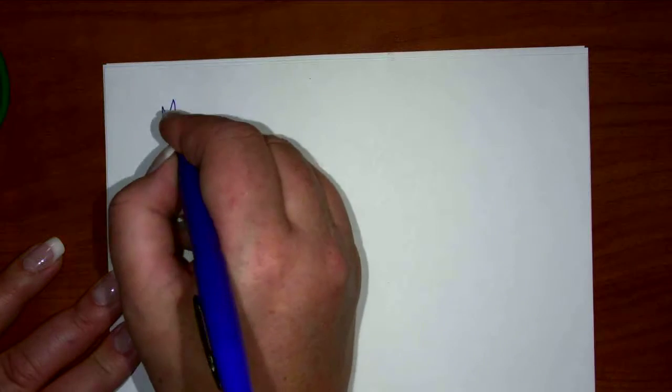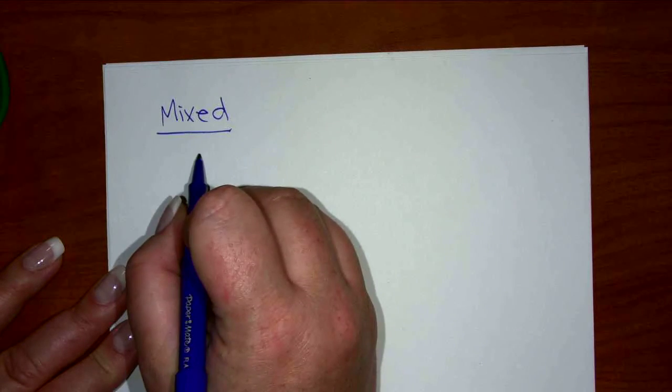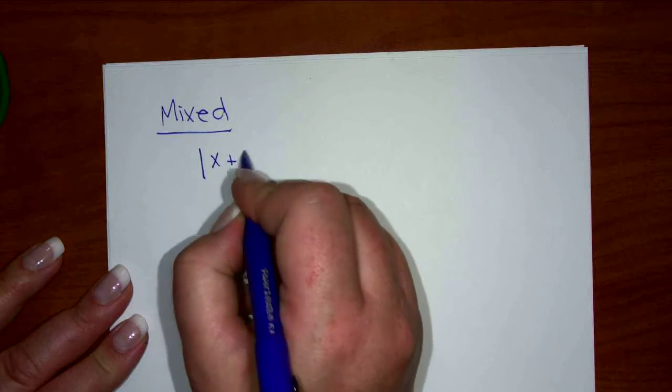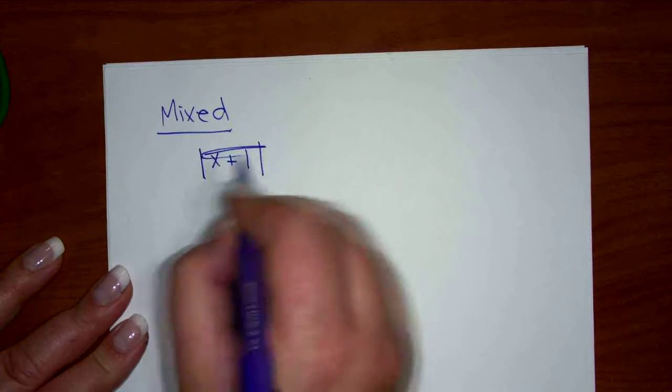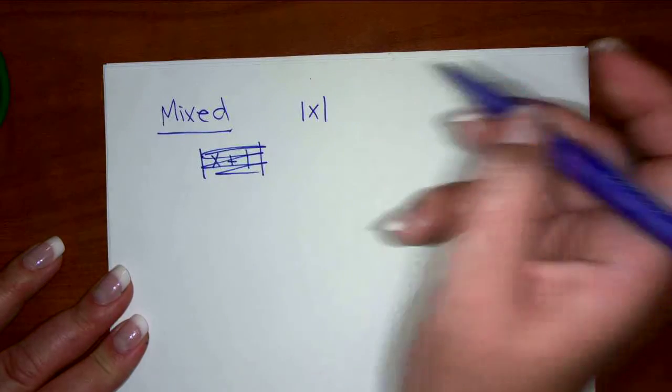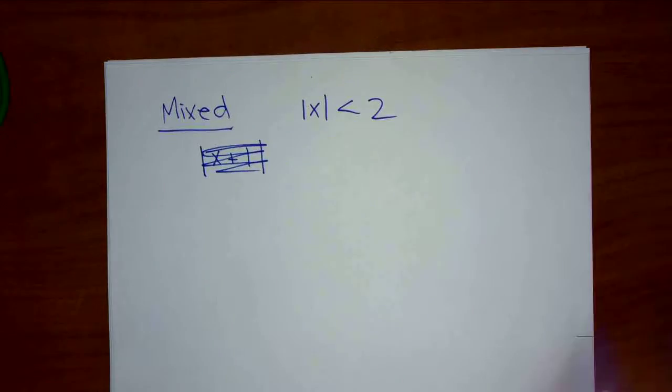Okay, so we're going to mix inequalities and absolute value. Actually, let's start with just an absolute value of x. Start easy. Absolute value by itself means the distance, and less than 2 means the distance is less than 2. But remember, with absolute value, you can go from both sides, the negative side or the positive side, right?